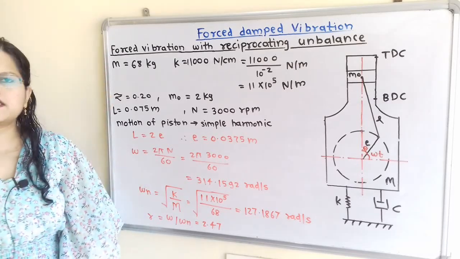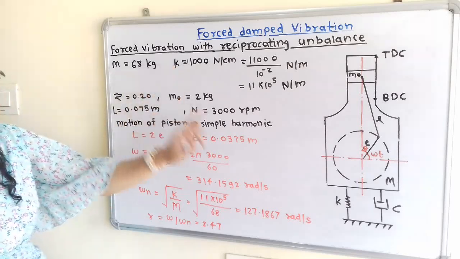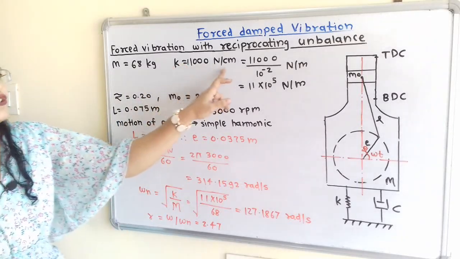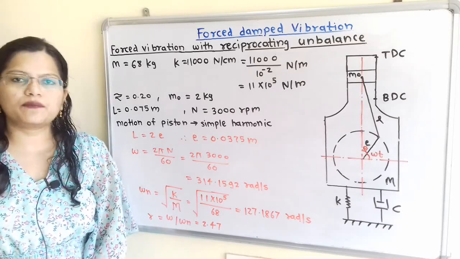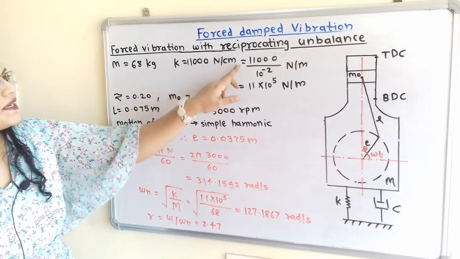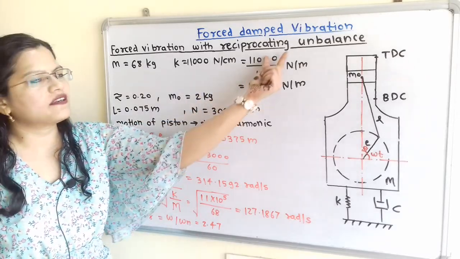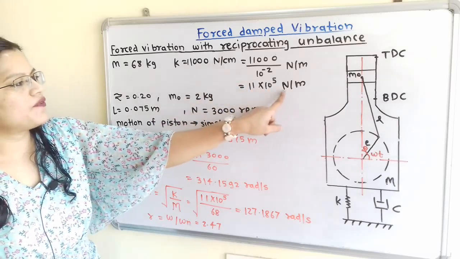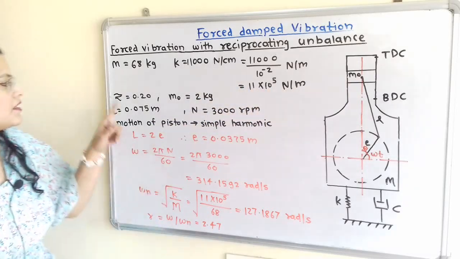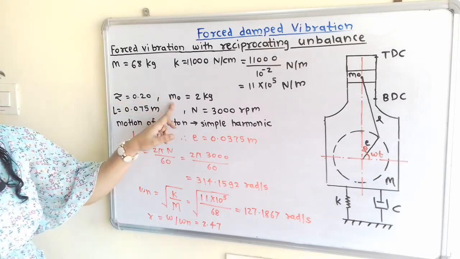Mass of the system capital M is 68 kg, then spring stiffness K is 11,000 Newton per centimeter, but the standard unit is Newton per meter. So 1 centimeter is 10 raised to minus 2 meter. If we take this denominator term into the numerator, it becomes 11 into 10 raised to 5 Newton per meter. Then the damping factor zeta is 0.20.